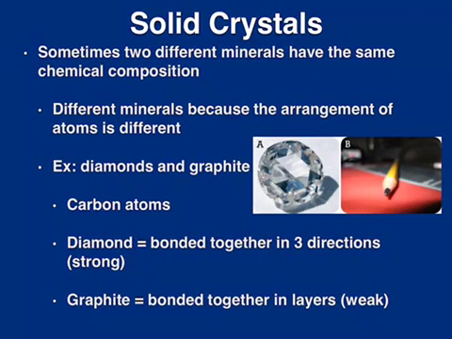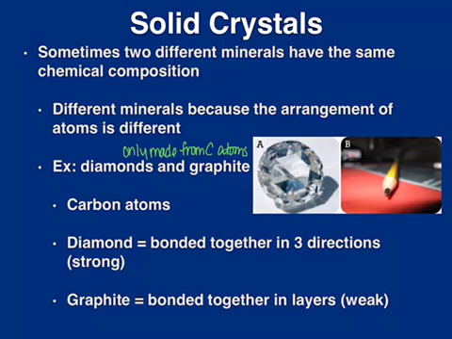Solid crystals sometimes will have 2 different minerals. They'll have the same chemical composition. However, they make different minerals because their arrangement of atoms is different. For example, both diamonds and graphite are only made from carbon atoms.